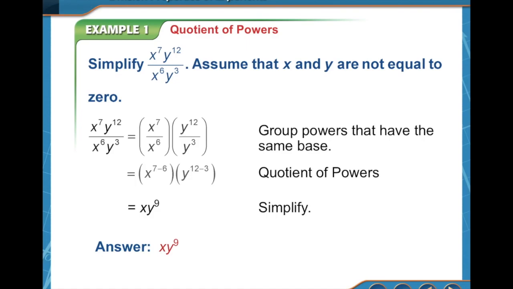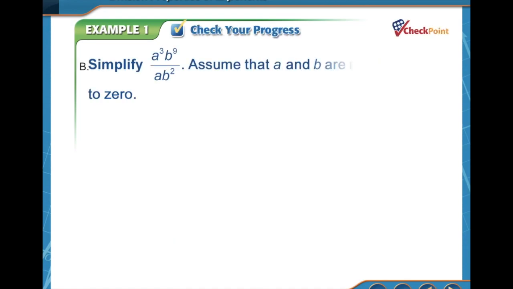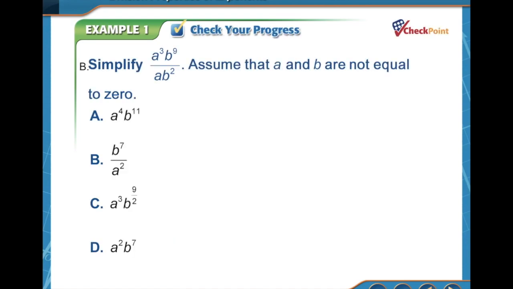Using that first rule, when we have the same base and we divide, we can subtract the difference of the powers. X times y to the 9th for 1a. Now 1b is going to give us a similar type problem. We're going to use that same rule. So if we have the same base, we can subtract the powers. Of course, we again assume that the denominator is not 0. So we have a to the 3rd over a.